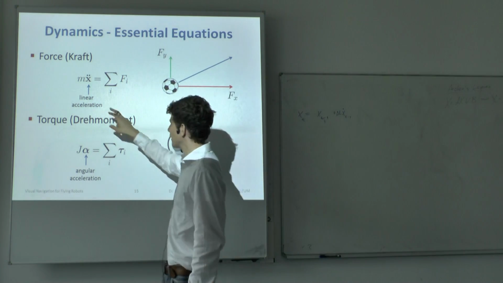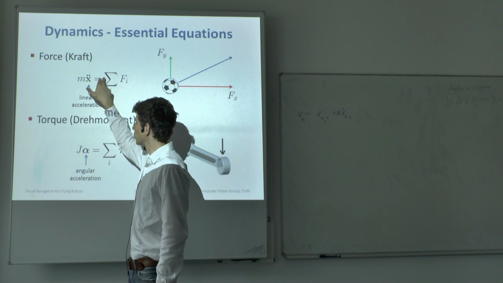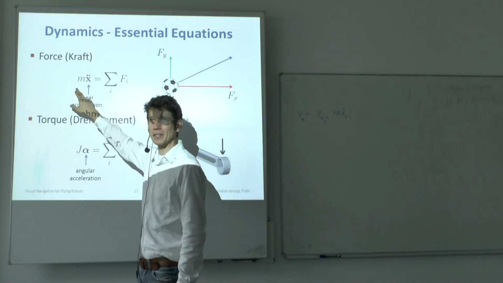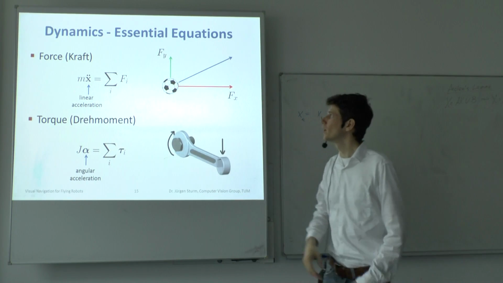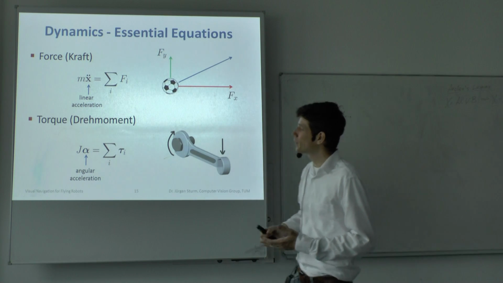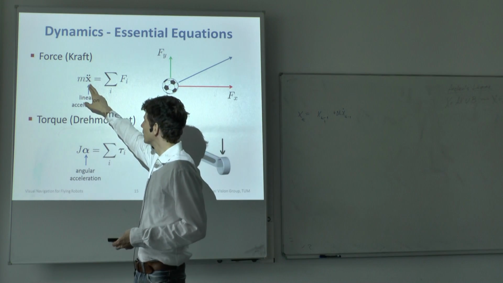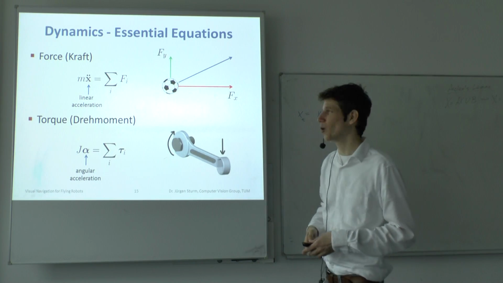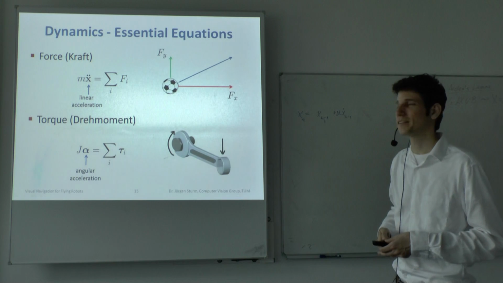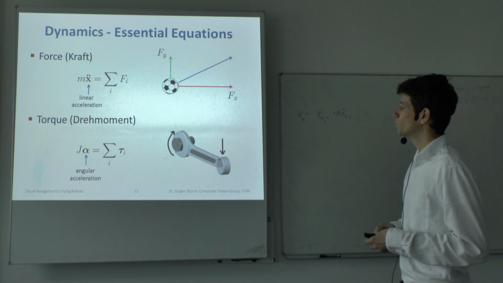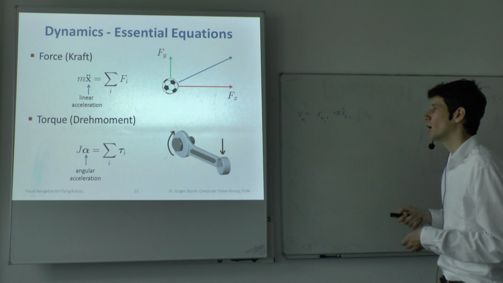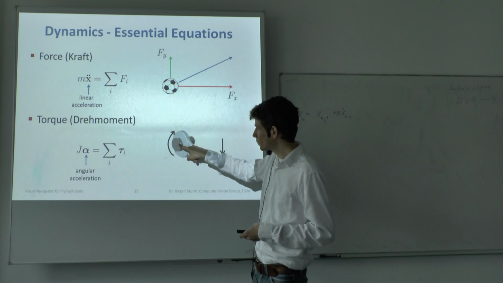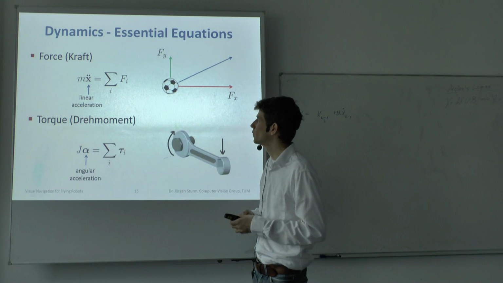And this force corresponds to the product of the mass of the object and its acceleration. So this means that if you apply a certain force to something, then the acceleration will be smaller when the mass is larger, which is, of course, intuitive. It's more difficult to accelerate an object that is heavier. Good. There is a similar equation for the torque. So the torque is a rotational force, you could say.